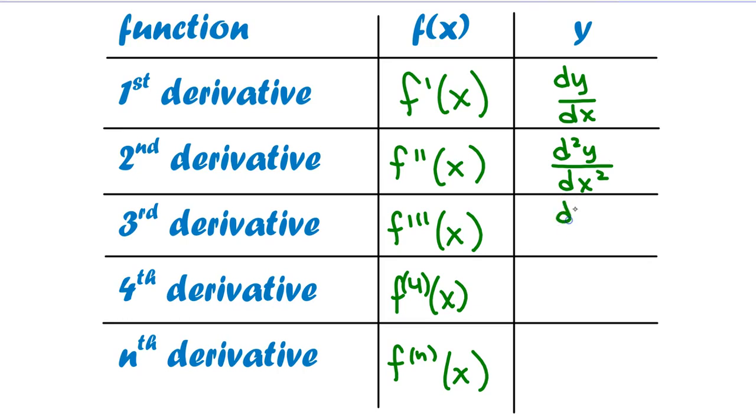So we can continue like that for the third derivative, the fourth derivative, and so on. So we can just maintain that kind of notation for the nth derivative as well. Okay, so let's look at some examples.